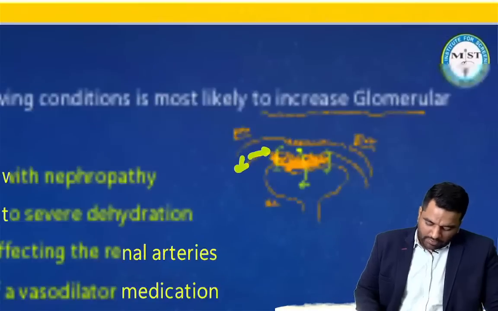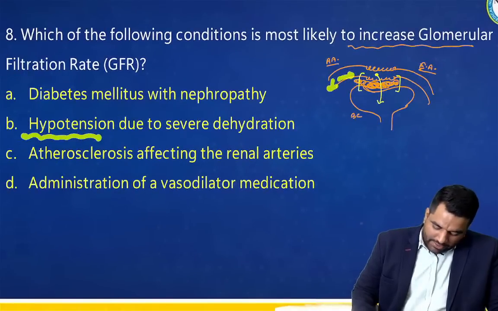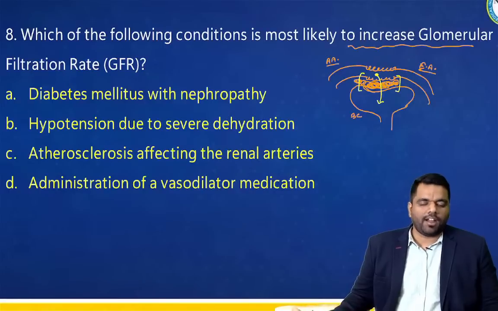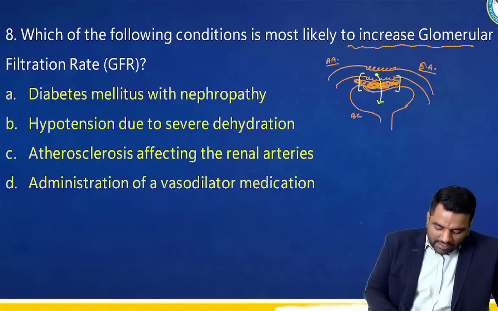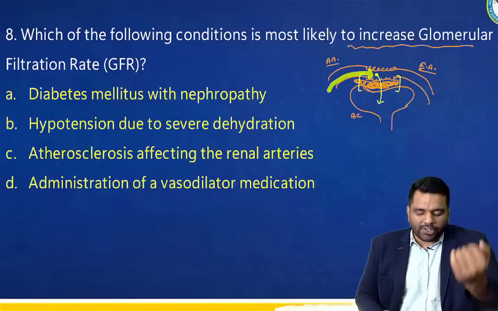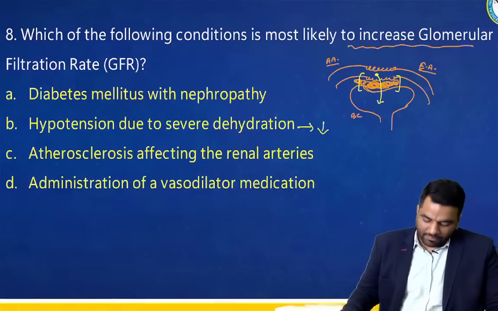So please look at the options. Hypotension due to severe dehydration, beta, means less water inside the body. Hypotension means less blood is reaching this area. What about the filtration? It is going to decrease.